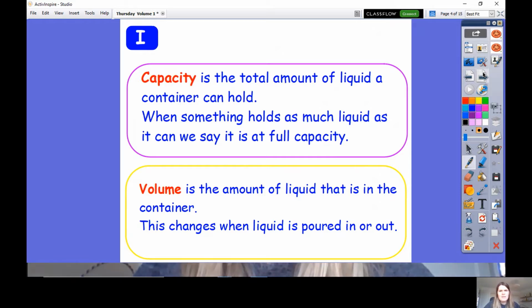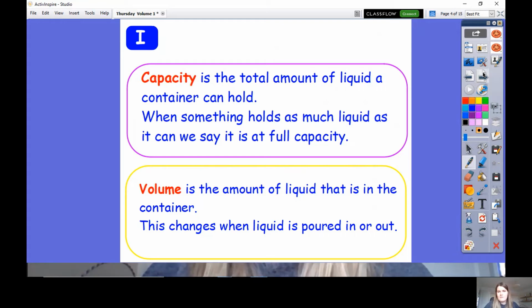Capacity, however, is the total amount of liquid a container can hold. A container can always hold a certain amount of capacity of liquid. But when it is at its topmost, we say it is at full capacity. When we can no longer get any more liquid in a container, we say it's reached its full capacity.